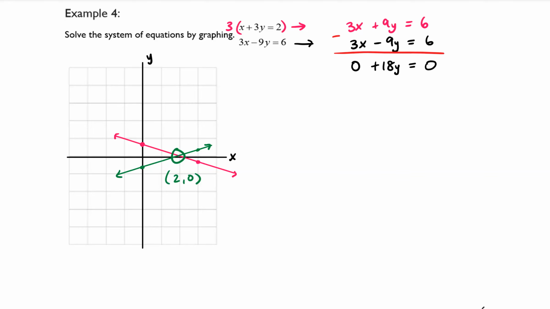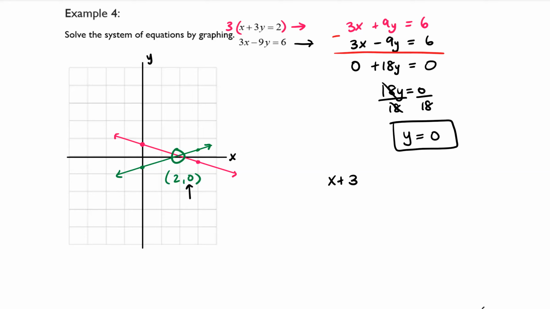6 minus 6 is 0. So we get 18y is equal to 0. I'm going to divide both sides by 18. And we get y is equal to 0 divided by 18, which is just 0. And look, that does match with what I guessed my y-coordinate to be here, but let's go ahead and plug that into the first equation.